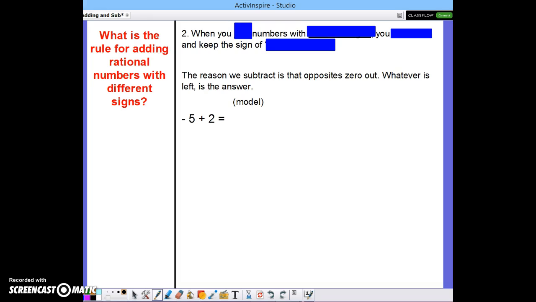Now let's talk about adding rational numbers with different signs. So we know when our signs are the same, you add everything, keep your sign. But when you're adding numbers with different signs, you subtract and keep the sign of who has more. The reason we subtract is that opposites zero out. So whatever's left over is your answer.